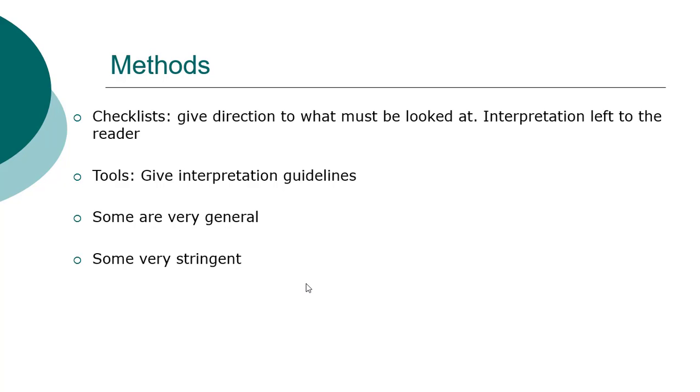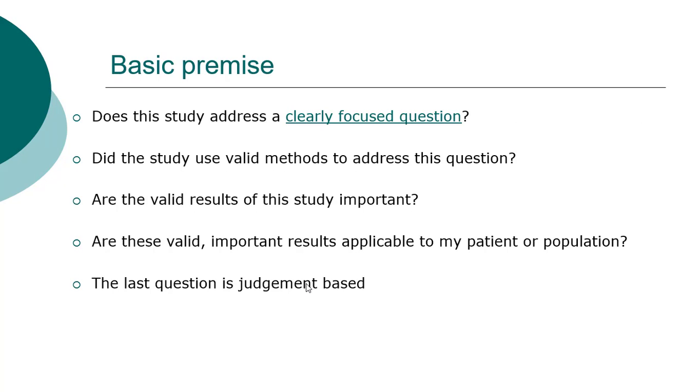Normally, the interpretation is that if more than 80% of the questions have been found positive, then it is a fairly good article. Some of the checklists and tools are very general, they're generic, some are very stringent. So depending on the article you're reading and depending on what kind of evidence you want to elicit out of it, you must choose the appropriate tool. But the basic premises of all tools and checklists are more or less the same.